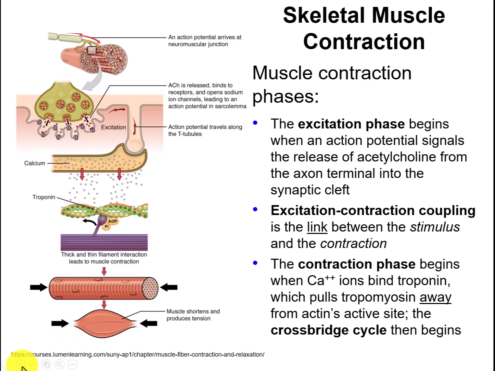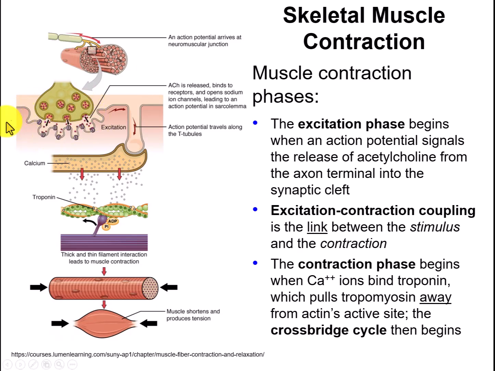So there are three main phases to skeletal muscle contraction. First, we have the excitation phase. With the excitation phase, this is where an action potential arrives from the nervous system at the neuromuscular junction and sends a signal to the muscle fiber by releasing acetylcholine into the synaptic cleft. It binds to a ligand-gated channel. Remember back our ligand-gated channels. And when that ligand-gated channel opens, our sodium floods in, causes depolarization.